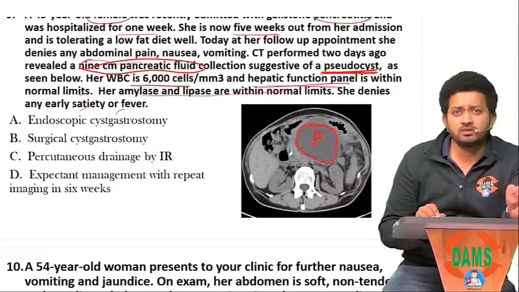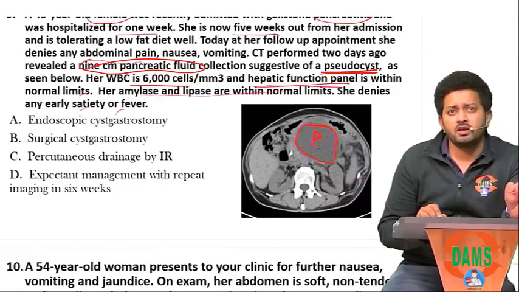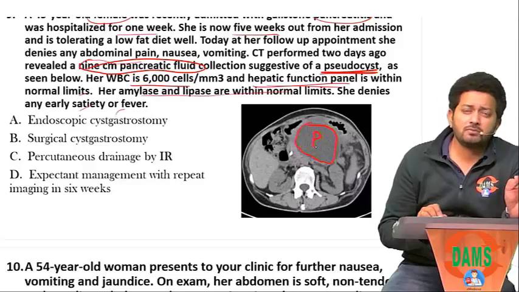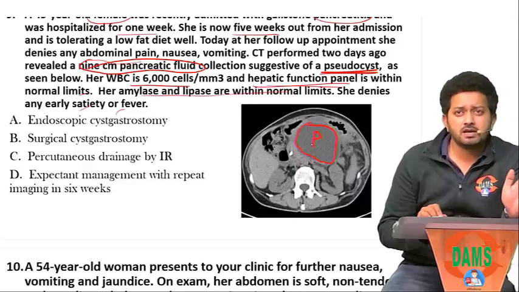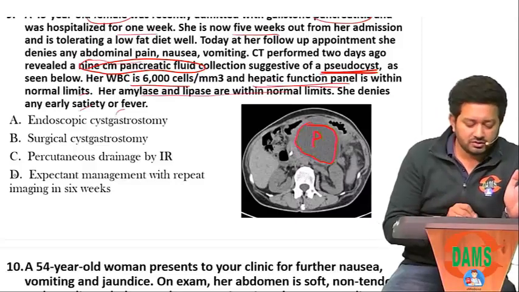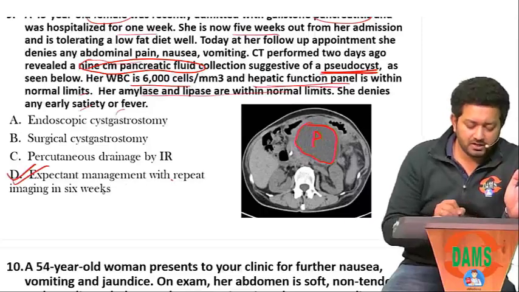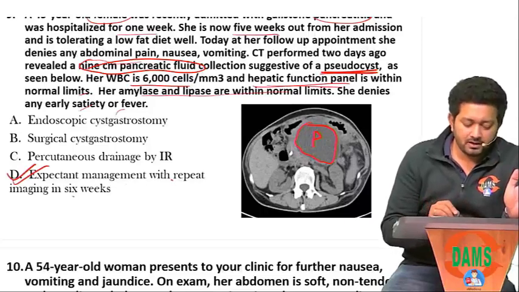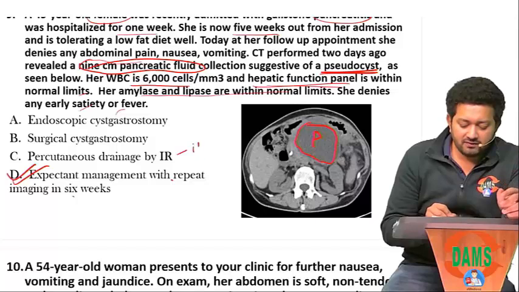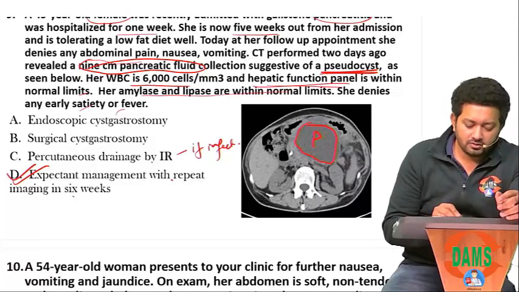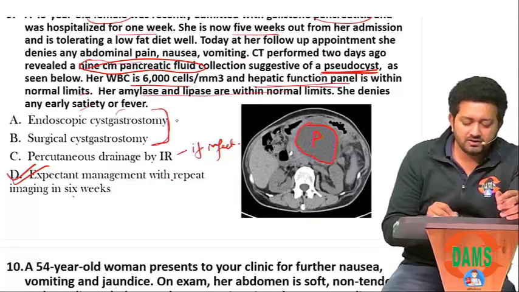So if the pseudocyst is not causing any problem, you can very well wait and watch, and most of the time the pseudocyst will regress on its own. So expectant management with repeated imaging in 6 weeks. Percutaneous drainage, you will see if infection occurs in this. Endoscopic or surgical cystogastrostomy, if significant symptoms occur because of this.